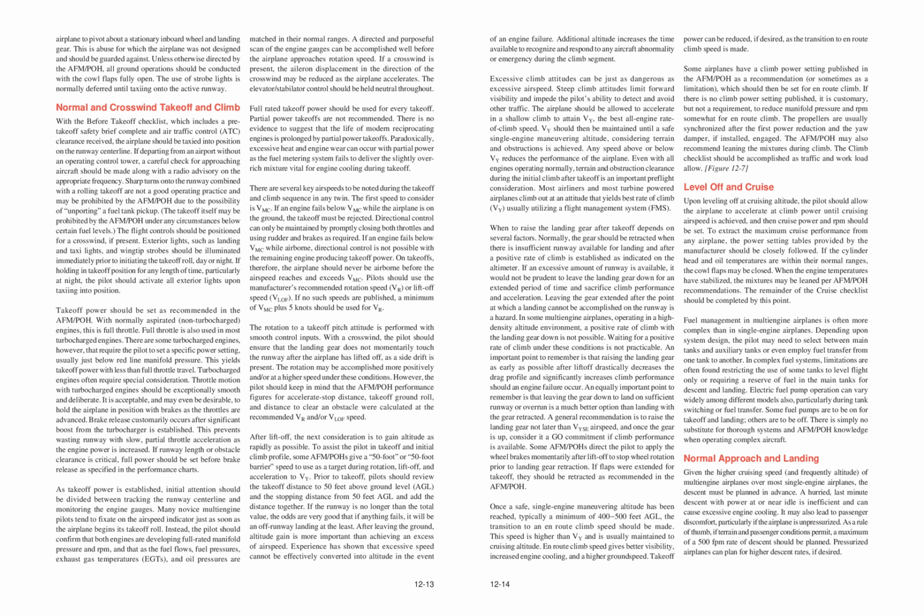The airplane should be allowed to accelerate in a shallow climb to attain VY, the best all-engine rate of climb speed. VY should then be maintained until a safe single-engine maneuvering altitude, considering terrain and obstructions, is achieved. Any speed above or below VY reduces the performance of the airplane. Even with all engines operating normally, terrain and obstruction clearance during the initial climb after takeoff is an important preflight consideration. Most airliners and most turbine-powered airplanes climb out at an attitude that yields best rate of climb, VY, usually utilizing a flight management system, FMS.